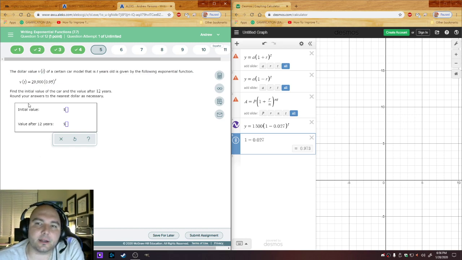All right, this is asking a little bit of a different question. This isn't asking us to make an equation. They gave me an equation, and they want to know some information about it. So it says, find the initial value of the car and the value after 12 years. For the initial value, you don't have to do anything. You just have to identify the initial value in the equation, which is always the thing out front. So the initial value is 29,900.